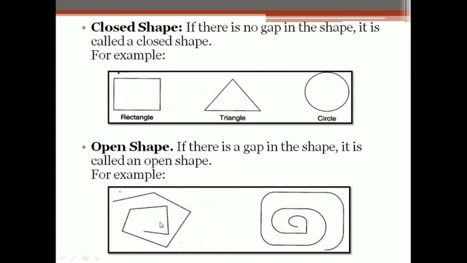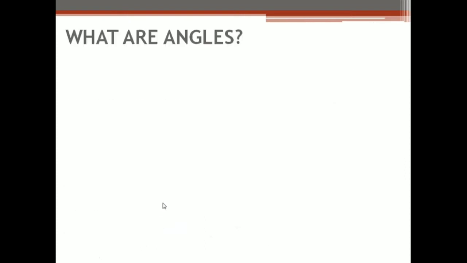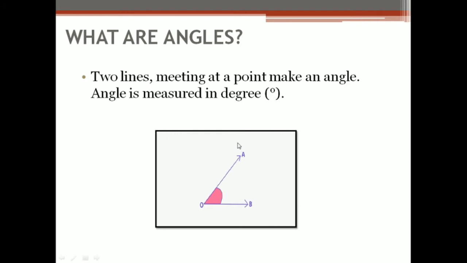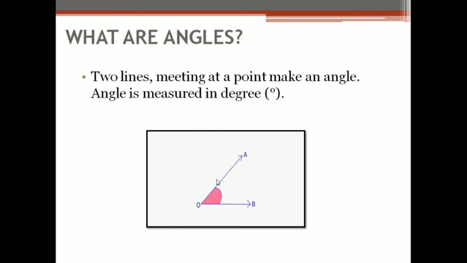Now let's see what angles are. Do you know what angles are? Two lines meeting at a point make an angle. An angle is measured in degrees. Try to observe the figure. It is said that when two lines meet at a point, it makes an angle.